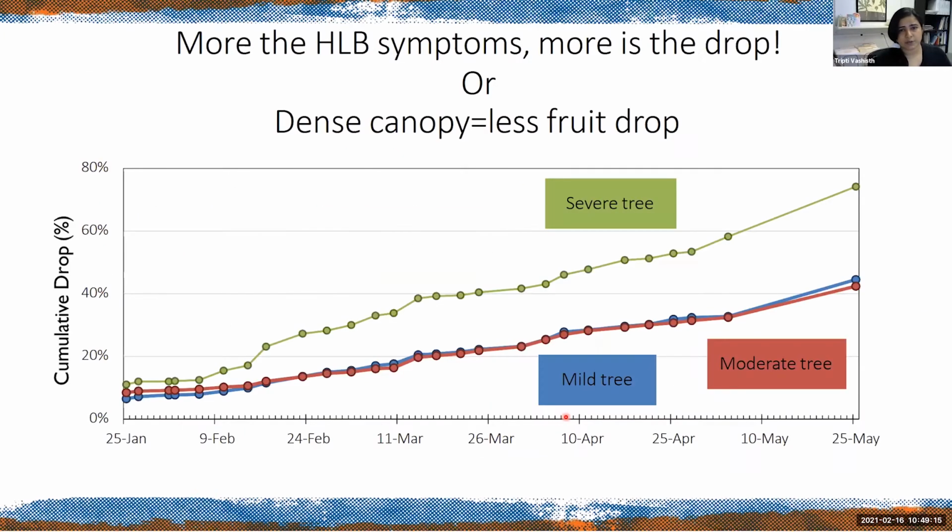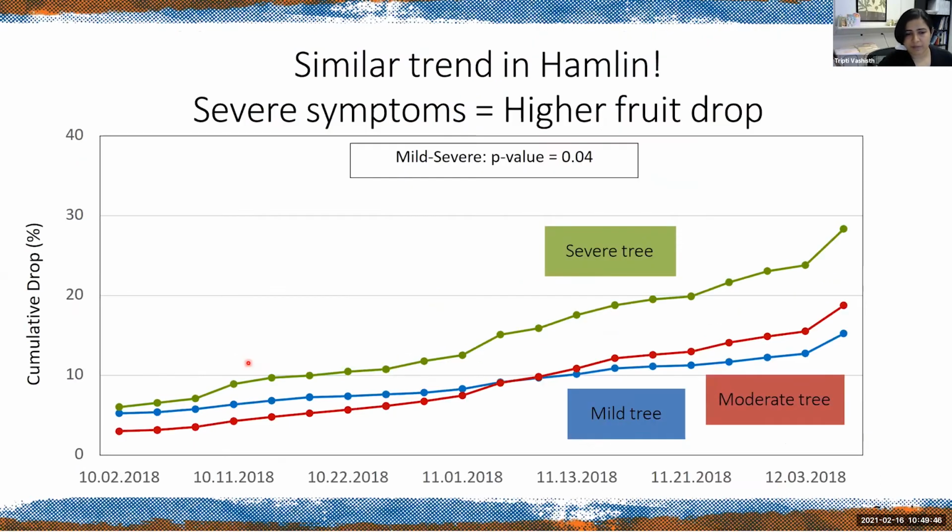So first and foremost, we did find in Valencia and Hamlin both that the severe trees drop significantly more fruit than mild and moderate trees. We knew that. And this is the graph for Valencia, and the more dramatic increase in the drop starts somewhere about, so if your harvest is supposed to be in April, generally speaking, mid-February is where you start seeing a more dramatic increase in the fruit drop.